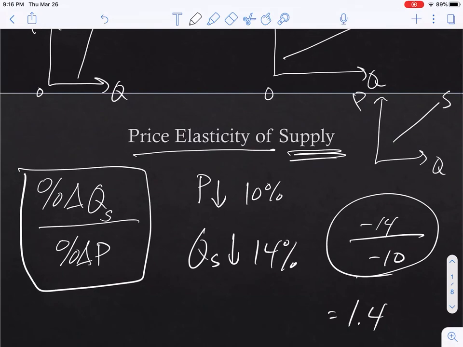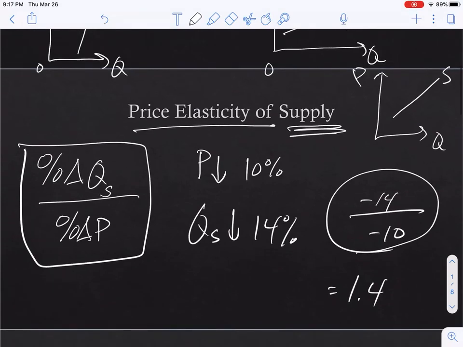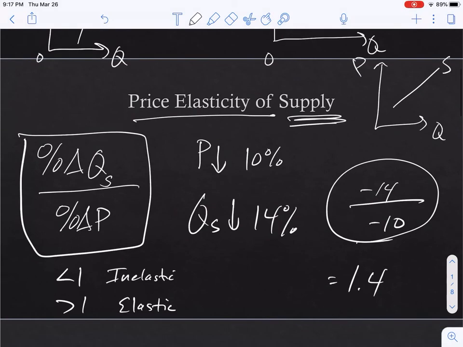And so we classify them the same way. You crank out the answer, you compare it to 1, take the absolute value of it, but they're already positive, so it doesn't actually do much. Compare it to 1, and if the answer is less than 1, we call it inelastic. And if it's greater than 1, we call it elastic. And also, like with demand, if it happens to be exactly equal to 1, then we would call it unit elastic. Right? That's the other possibility.